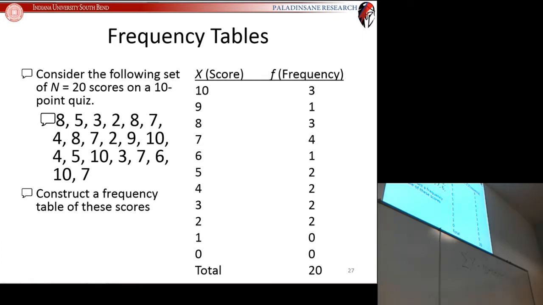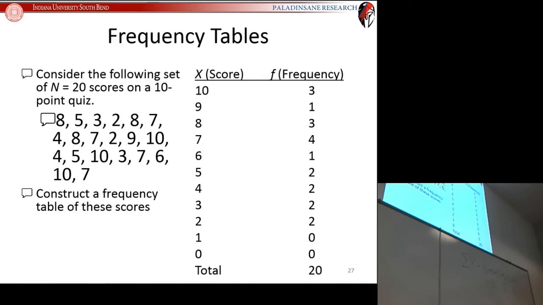How many 9s do I have? I got 1, plus 9. How many 8s do I have? I have 3, plus 8 plus 8 plus 8. So you have to unpack it using the frequencies in the table so that you can sum up the actual scores and not sum up the possible scores.